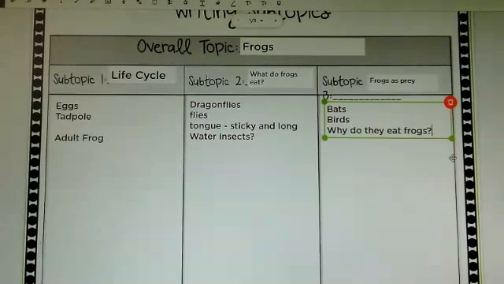So you'll notice that some of my information is missing. I'm not sure what water insects they eat, nor am I sure why predators eat frogs. So I have some more research I need to do, but I have a good start on what I know already. So, life cycle. I know this about the life cycle. What do frogs eat? I know this. Frogs as prey. What eats frogs? This I know.